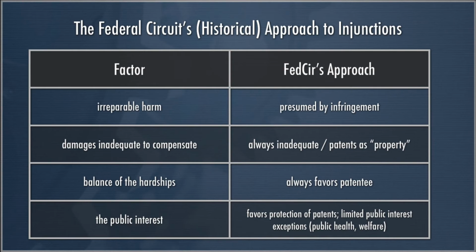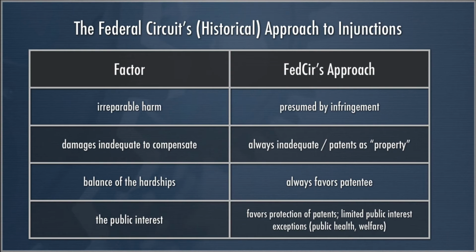damages were inadequate. The balance of the hardships, the Federal Circuit always favored the patentee, always said that the harm that's occurring as a result of patent infringement outweighs any possibility of hardships by the infringer. And the public interest, they would talk about the general policy favoring protection of patents. Now, on some occasions, they would use the public interest factor as a way of not issuing an injunction, but those are very limited public interest exceptions, right?